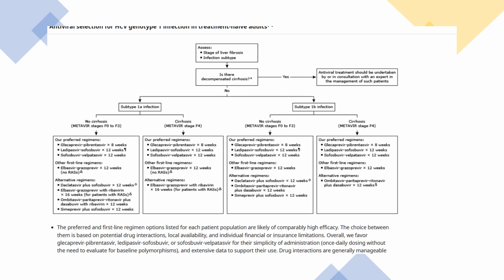I pulled this table from the AFP website. The table basically tells you how to manage a treatment naive patient. You have to first of all assess the stage of the liver fibrosis and find out the genotype the patient has. If this patient has decompensated liver cirrhosis, you have to refer the person to an expert or a specialist. If no, then you can choose either of these regimens and treat the patient as required.